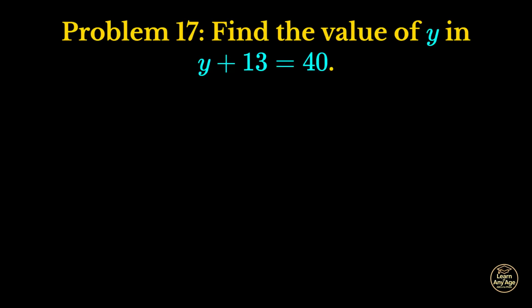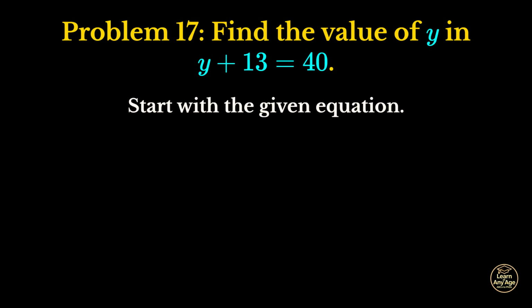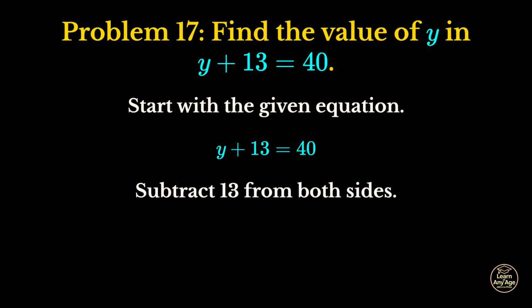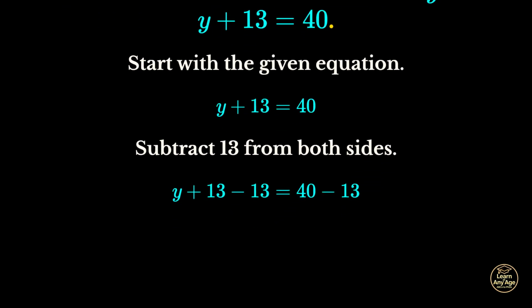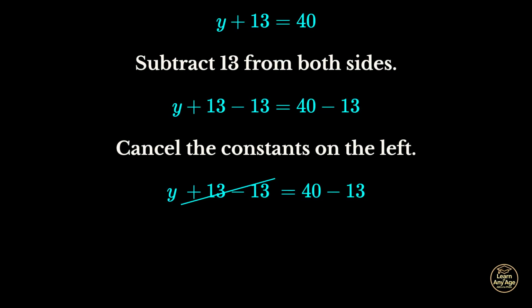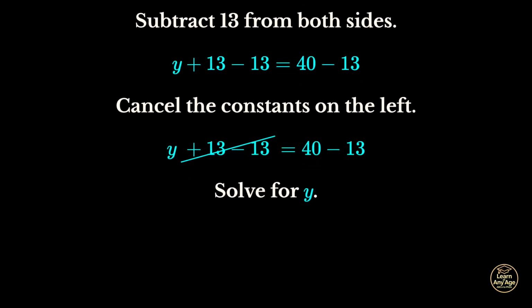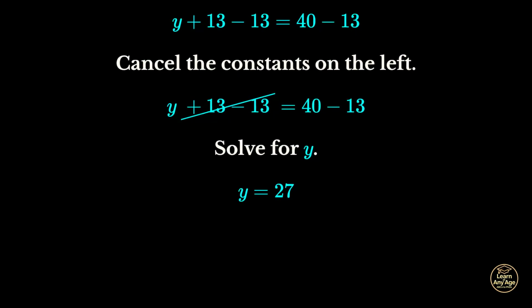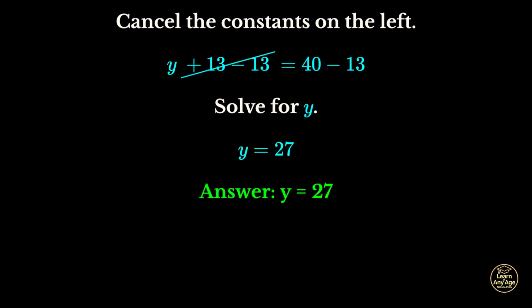Problem 17, find the value of y in y plus 13 equals 40. Start with the given equation. Y plus 13 equals 40. Subtract 13 from both sides. Y plus 13 minus 13 equals 40 minus 13. Cancel the constants on the left. Y equals 27. Answer, y equals 27.